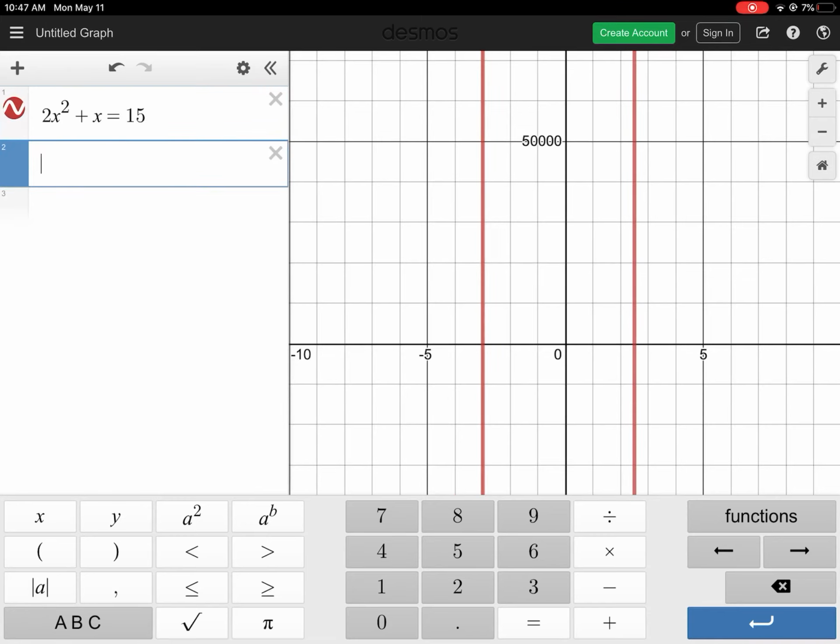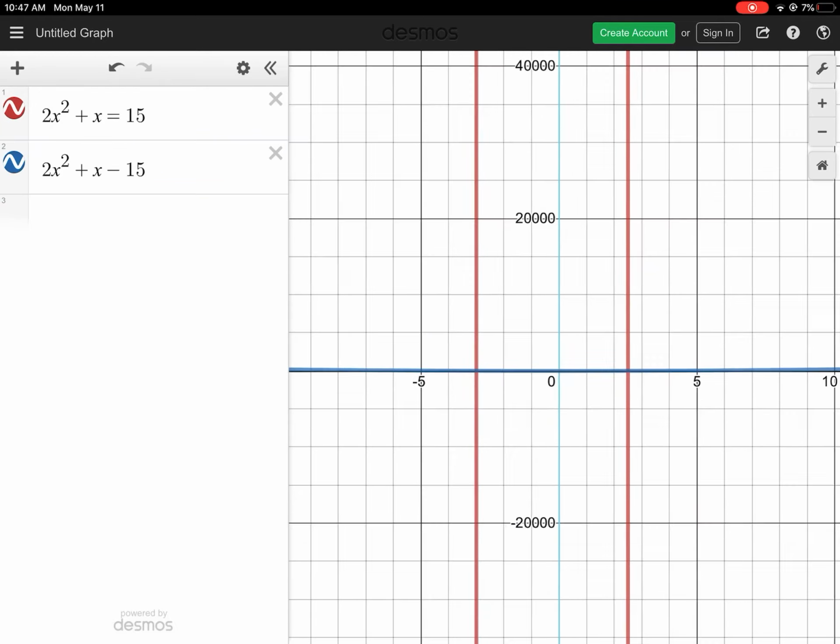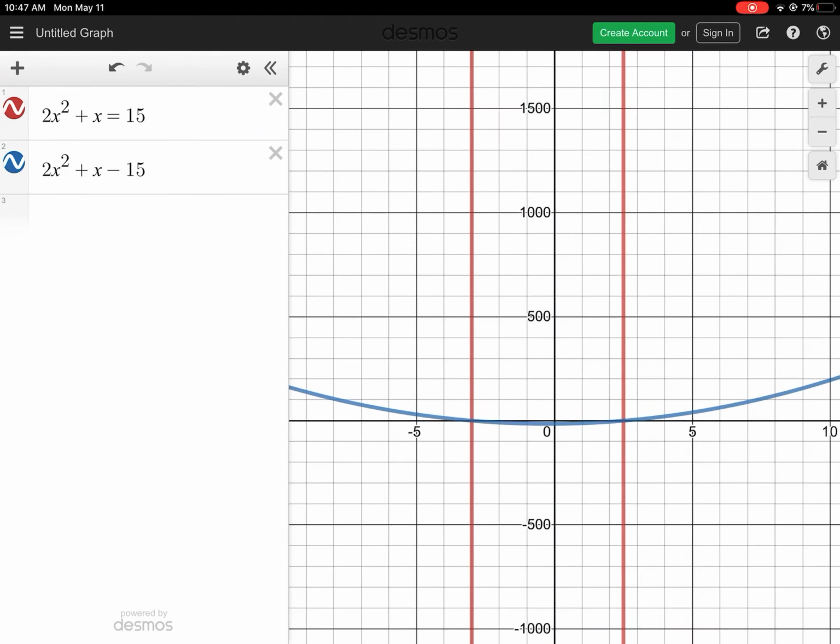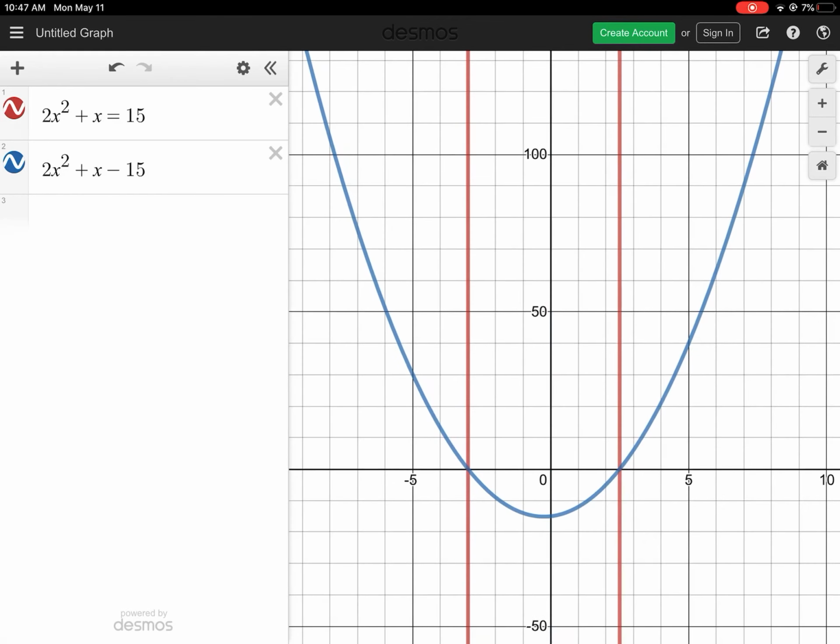If you want to see the parabola, then we don't want that equal sign, so I could put in 2x squared plus x minus 15, okay? Now I have to zoom back in because I misspoke earlier. And you can see the actual parabola that we would get here, and all this is your equation when it's set equal to 0. It's still crossing at those same two places, -3 and 2.5.